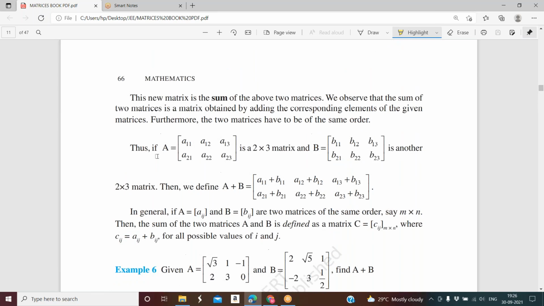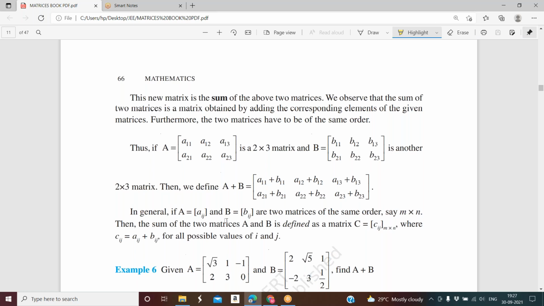So this is a formal definition. If matrix A is A11, A12, A13, A21, A22, A23, for example, it's a 2 by 3 matrix, 2 rows and 3 columns, and matrix B is another 2 by 3 matrix. Then we define the addition of A and B as A11 plus B11, A12 plus B12, A13 plus B13. In general, if it is an m by n matrix, then you will have A11 plus B11, A12 plus B12, etc., A1n plus B1n. Here it's a 2 by 3 matrix, so in the second row, you will have A21 plus B21, A22 plus B22, A23 plus B23.